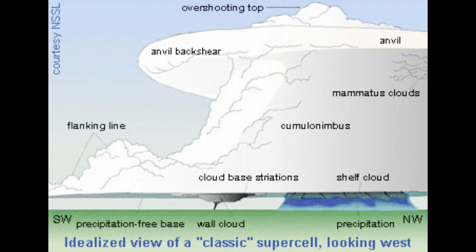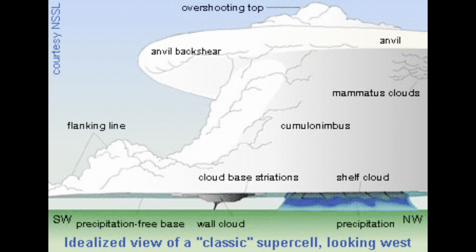Now here, taking a look at a supercell diagram, or at least a classic supercell diagram, looking west from the southeast of a supercell. This is what a supercell should look like when you're looking at it in the field. And as you can see, you've got your forward flank downdraft that's being shown by the precipitation there on the right side of the supercell.